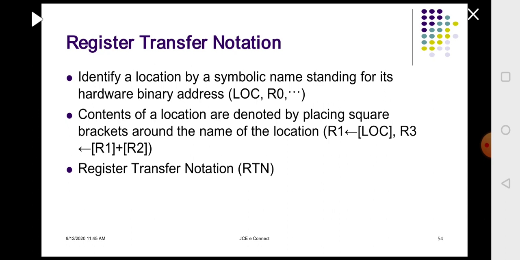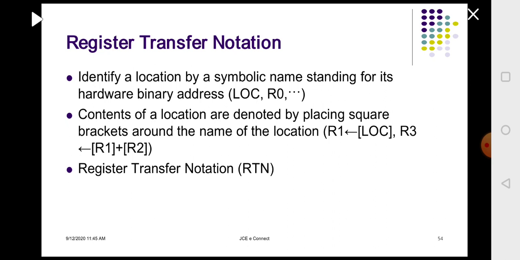Similarly, the processor registers are indicated by an uppercase alphabet followed by a number, such as R0, R1, R2, R3, and so on. These are the registers which are a part of the processor, which will help the processor to execute arithmetic and logical instructions. The contents of a location are denoted by placing a square bracket around the name of the location. So here we see R1, an arrow mark, and the square bracket location.